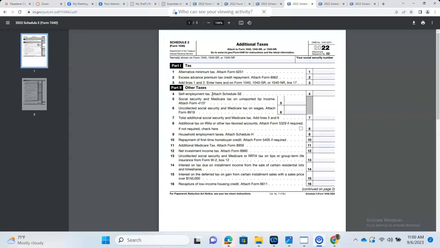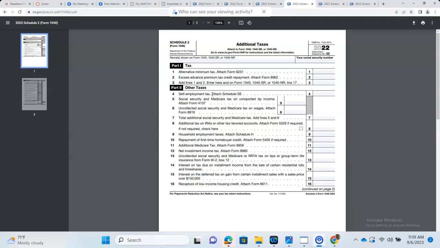If you are working for someone, your Social Security and Medicare will be paid half by your employer. The other half, they will deduct from your paycheck. But if you are working for yourself and you make $100,000, you have no employer to pay half of your Social Security and Medicare. You have to pay the whole thing. So how much is it?